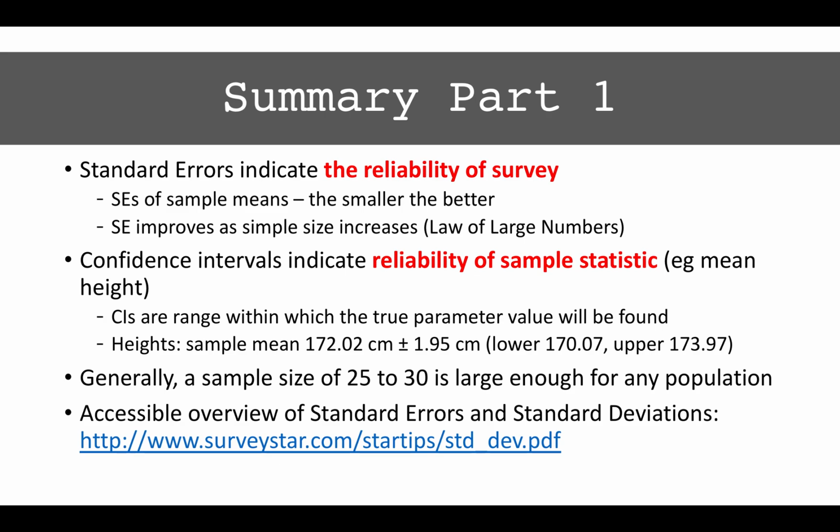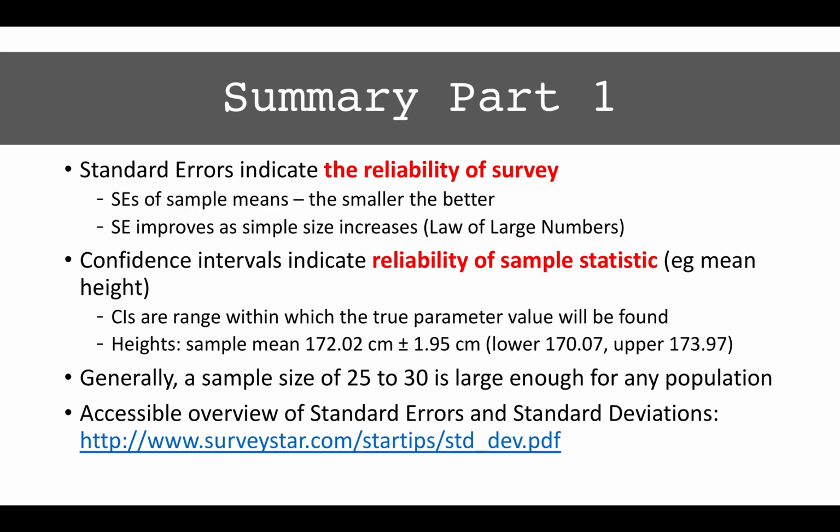So in this case, our sample mean height was 172.02 centimetres, and the confidence intervals indicated that the true value of the population mean would be between 170.07 and 173.97 centimetres.